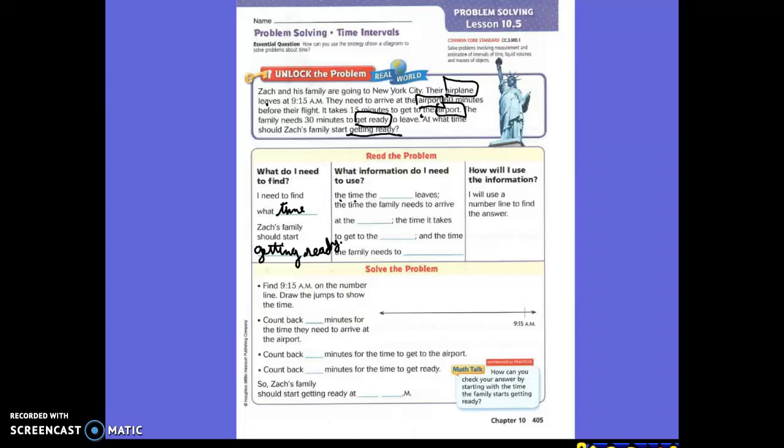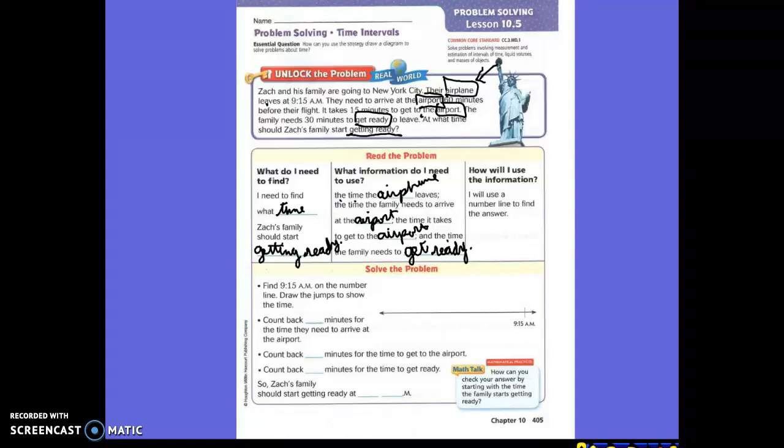Okay. We went into the story for the information we need to use. We are needing to find the time that the airplane leaves. And then the time the family needs to arrive at the airport. And then the time it takes the family to get to the airport. And then the time the family needs to get ready to leave their house. In the next box, it tells you the answer for that one.